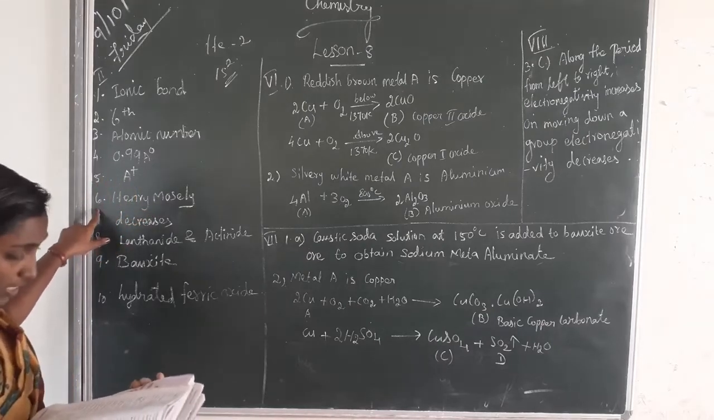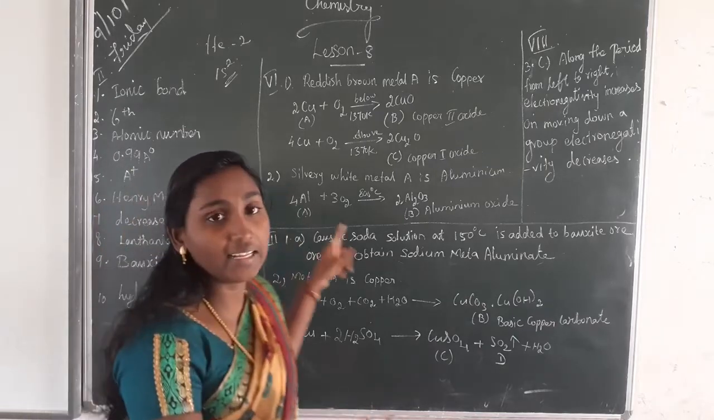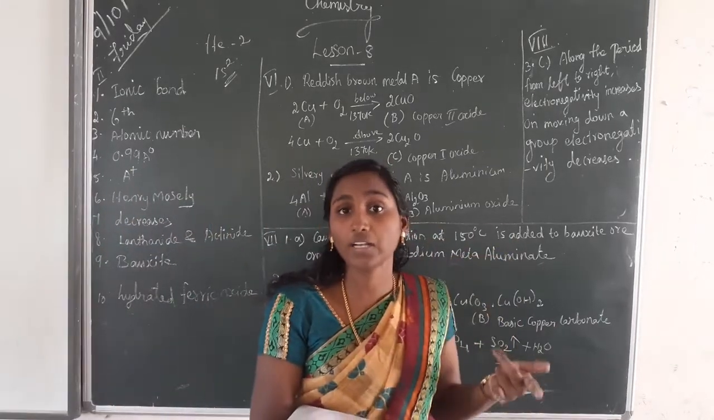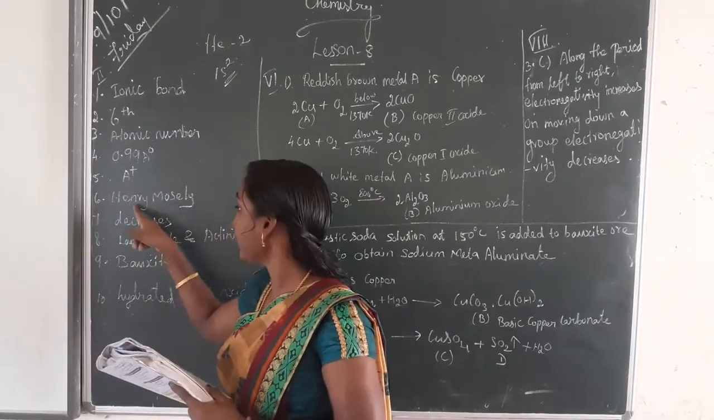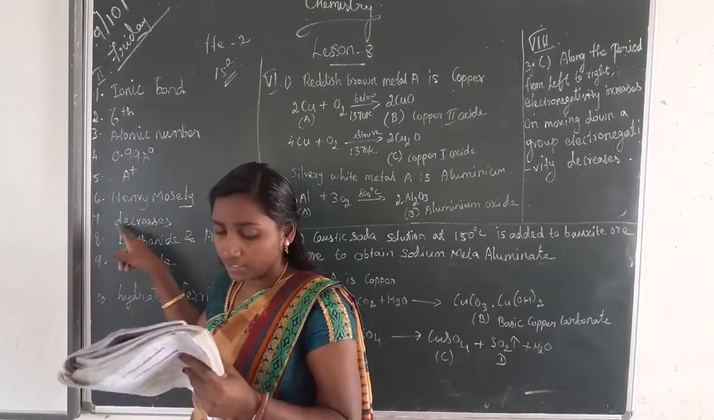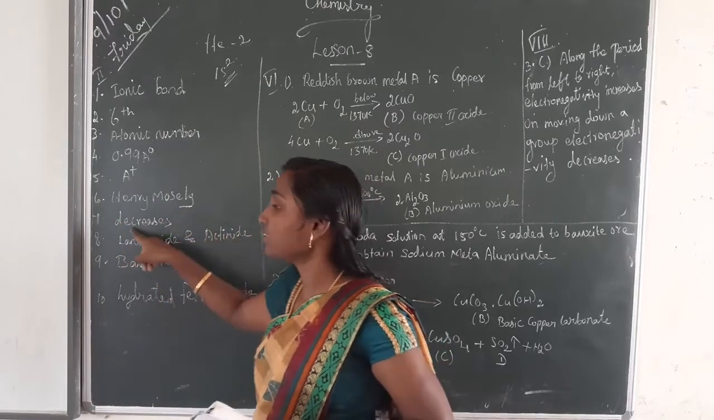Then sixth one, the scientist who propounded the modern periodic law. Who introduced the modern periodic law? Scientist Henry Moseley. Okay, Henry Moseley. Then seventh one, across the period ionic radii increases.